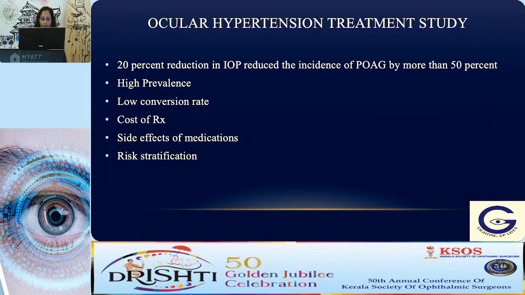However, the treatment of all ocular hypertensive individuals is neither medically indicated nor economically justified because of the high prevalence of the disease, low conversion rate to POAG, cost of the treatment, and the side effects of medication. So they have suggested the use of a risk stratification to identify the patients who are at high risk of developing glaucoma, and these patients may benefit from closer follow-up and early treatment.